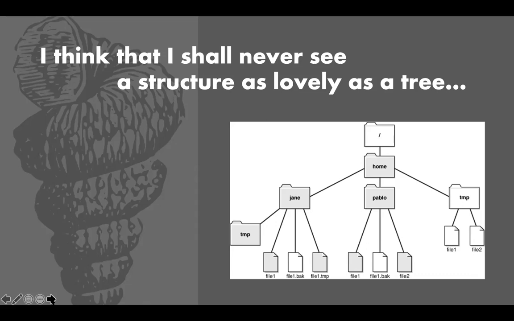Then we see that inside Jane's folder, she has another folder called temp and a couple other files. Same thing with Pablo. Pablo has a couple of files in his folder. And if we were in Jane's folder, meaning that was our current directory, and we wanted to go to Pablo's directory, we would need to traverse up the tree to the home directory and then back down to Pablo.